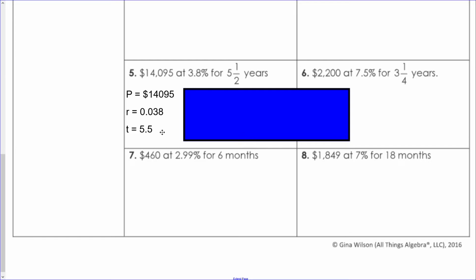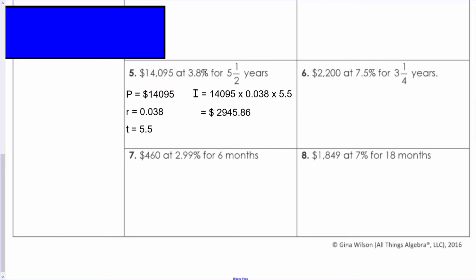Just a small note, you're welcome to use fractions instead of decimals in here, but I imagine most students will probably stick with the decimals. So go ahead and do that. And then it's just as straightforward as multiplying them together. Okay, so your interest equals your principal times your rate times your time. Multiply them together and you get $2,945.86 with some rounding. But that's what you need to get for that one.